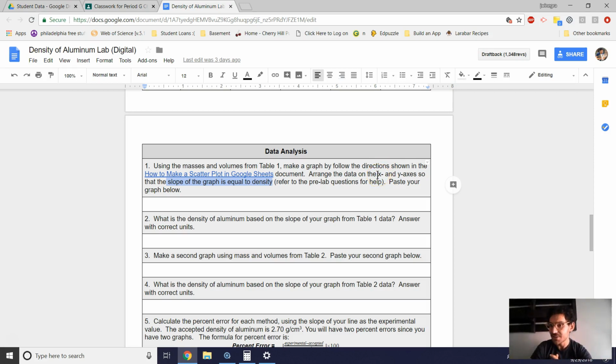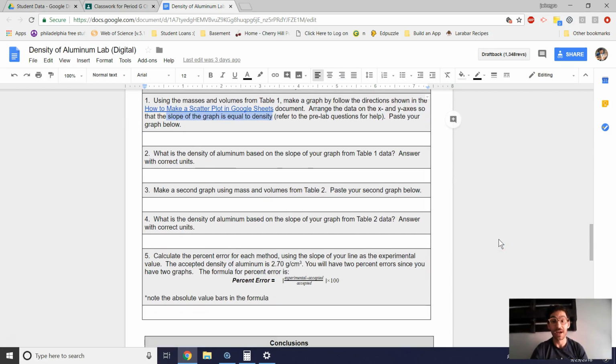To do that, know that you're going to need the formula for density and also that slope is equal to the change in y over the change in x, or easily thought of as rise over run. So if rise over run equals slope and slope equals density, use your knowledge of the formula for density to figure out what units to put on the y-axis and what units to put on the x-axis. Then follow through these instructions for how to do that.